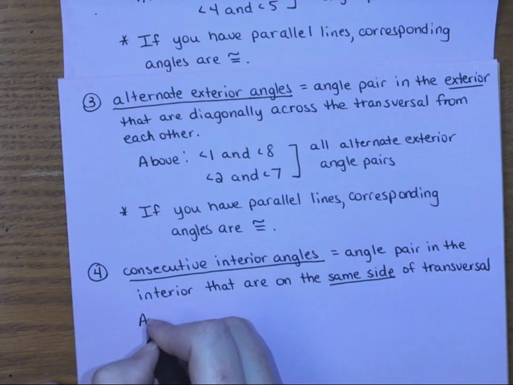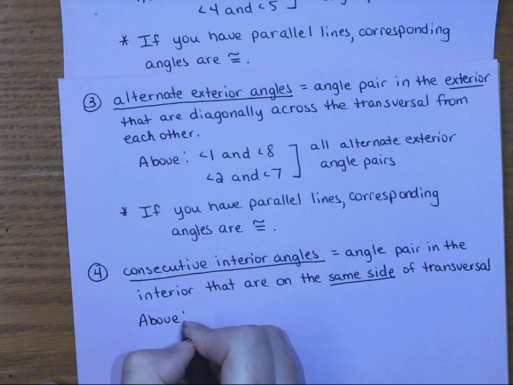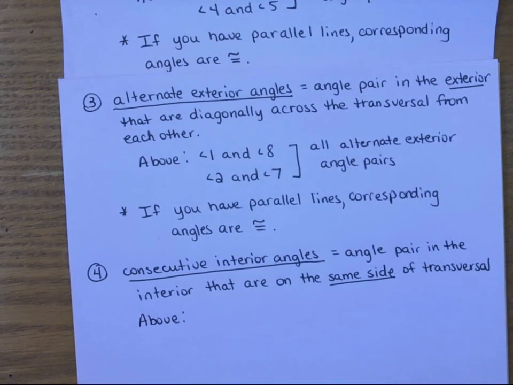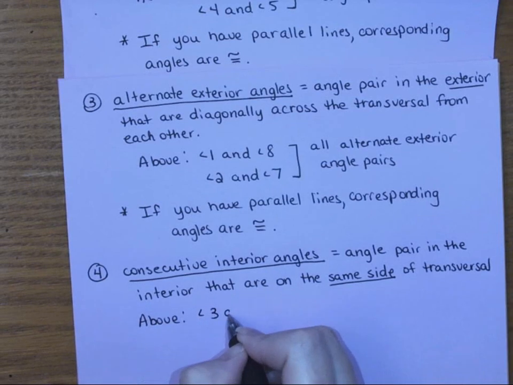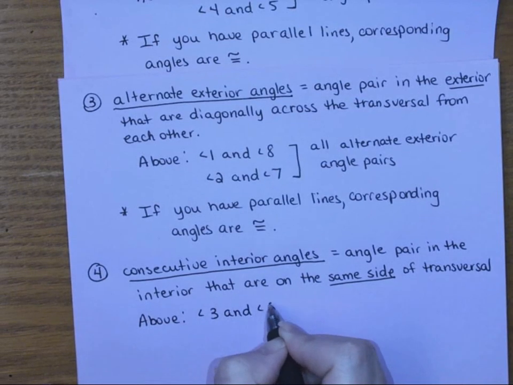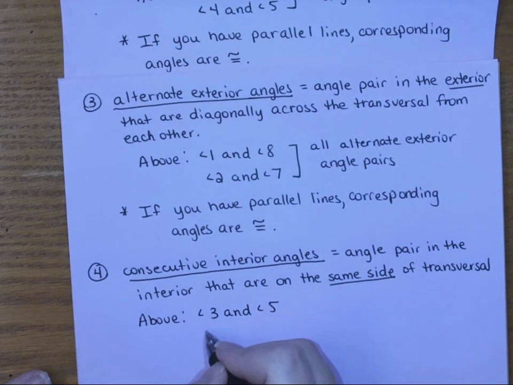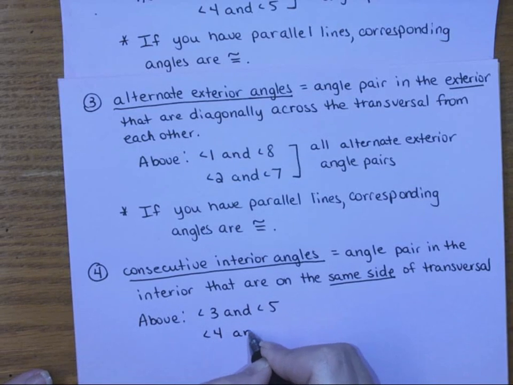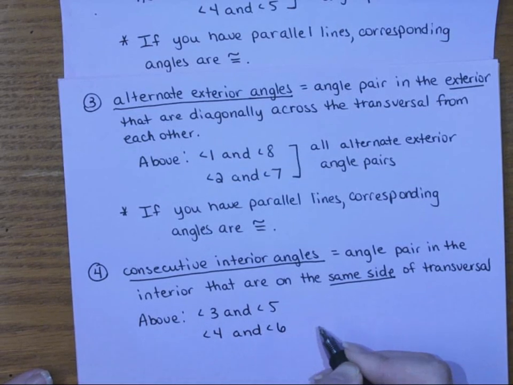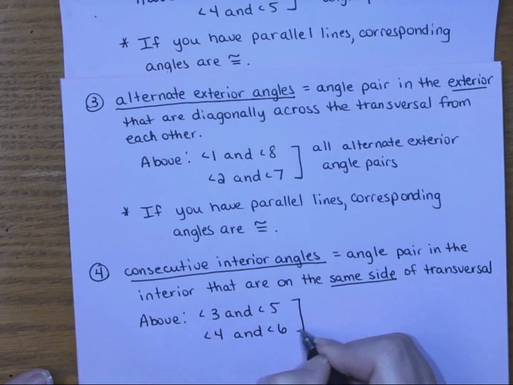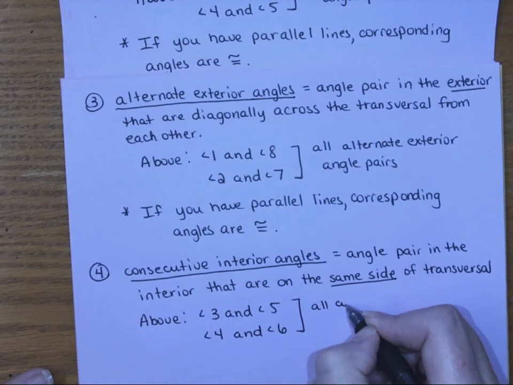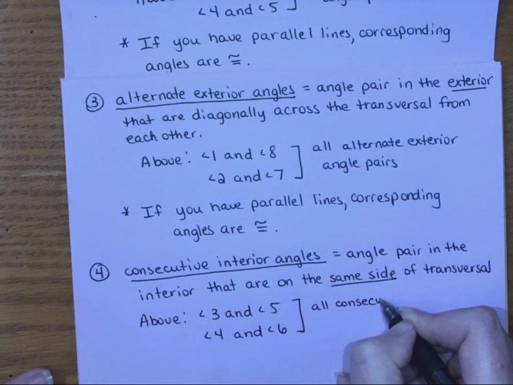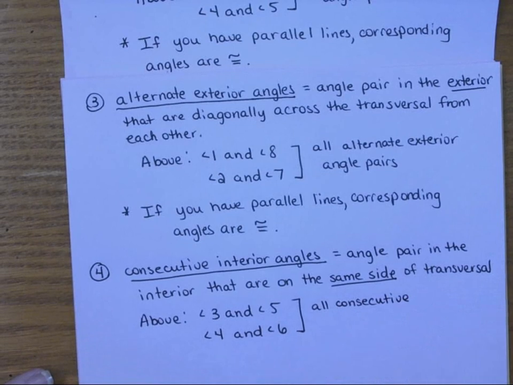So if you refer back to our picture again, notice they're actually going to be stacked on top of each other. So angle 3 and angle 5 are a consecutive interior pair, and then angle 4 and angle 6 are a consecutive interior angle pair. Okay, so all of these are consecutive interior. Notice we can't have any more because no more are going to be interior.